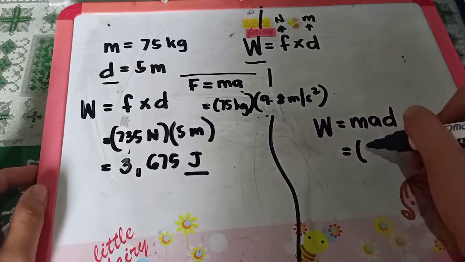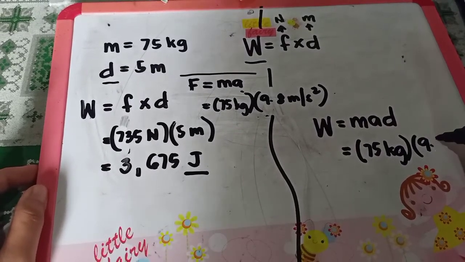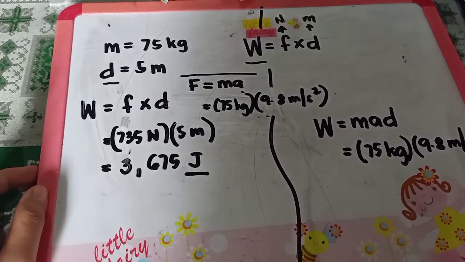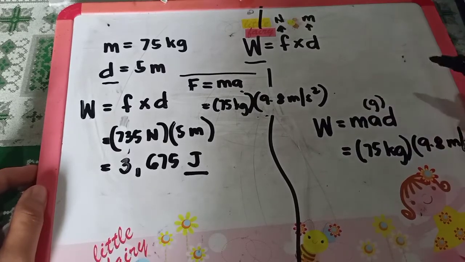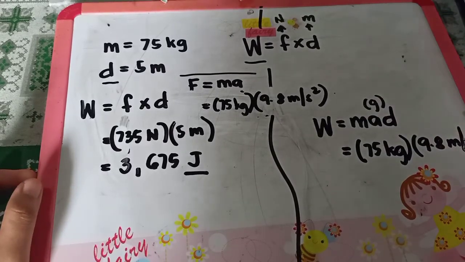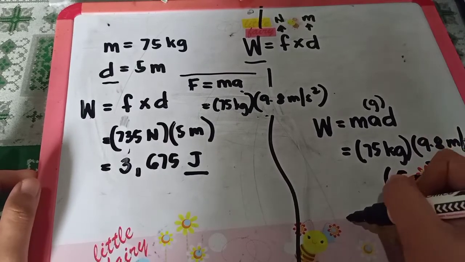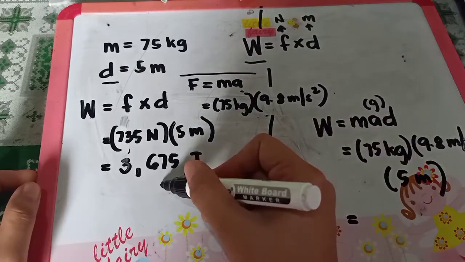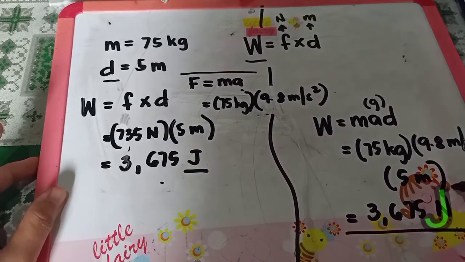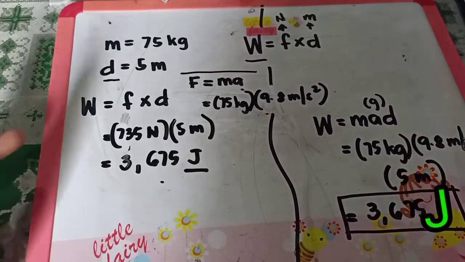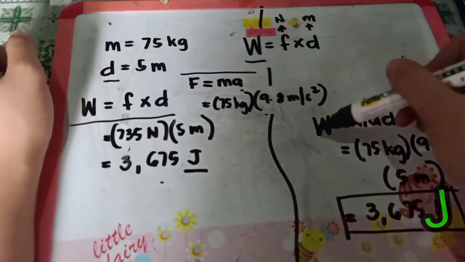So mass is 75 kilograms. Multiply it with the acceleration due to gravity, which is meters per second squared, or you may also replace it with g, if the acceleration is, of course, due to gravity, and d for the displacement, which is 5 meters. If you multiply all these three, you would still get the same answer, which is 3,675 joules. So it depends on you which formula you're going to use. You may use this one, or you can also use this one.